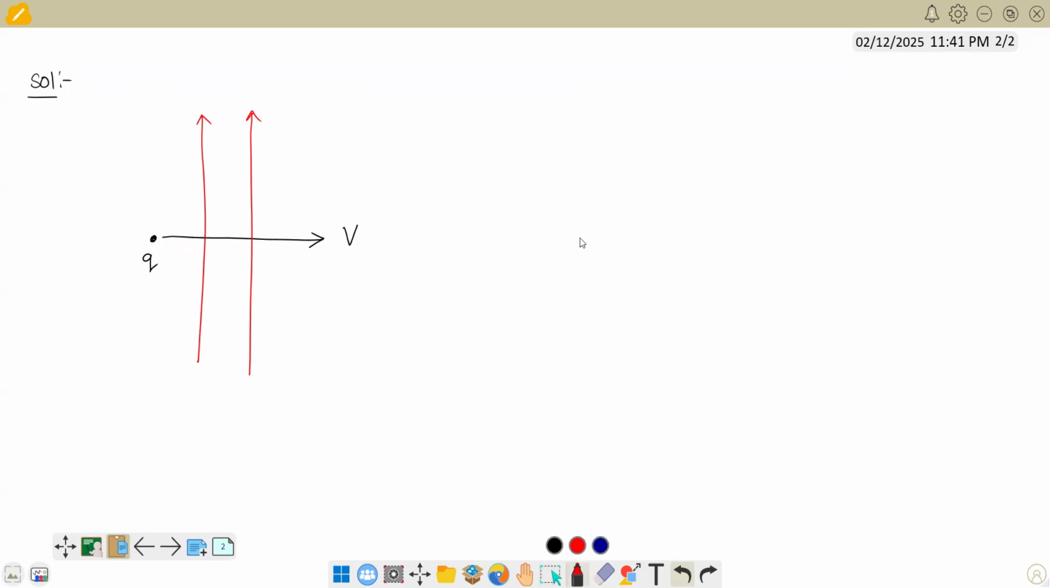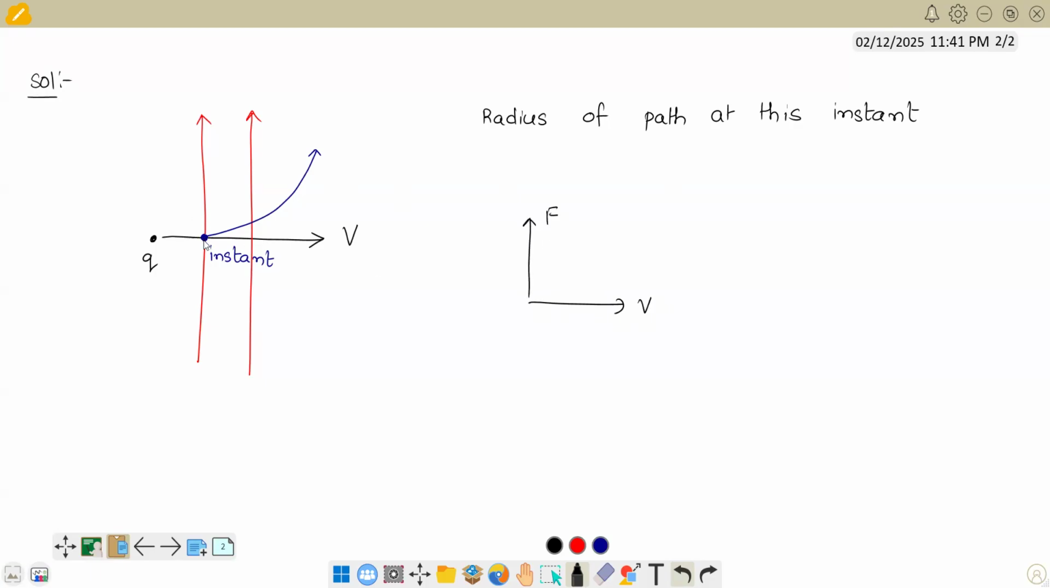So here, let us say the particle has somehow entered and it is curving in this direction. We need to find the radius of the path at this instant. We can clearly see velocity is in this direction, the force is in this direction at the given instant. Later on these might change, but right now this is the velocity and force direction.